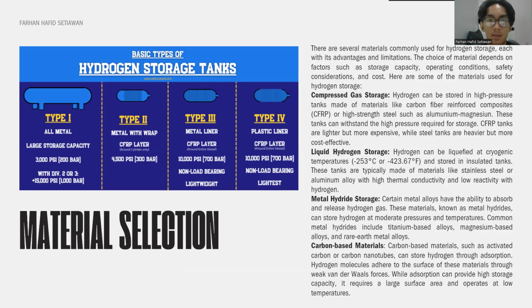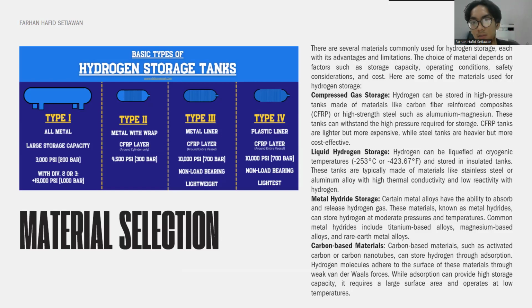It is especially lightweight. Lastly, type 4 is made with a plastic liner, with an outer and inner CFRP layer that can take 700 bar with no load-bearing liner, and this type is especially the lightest.